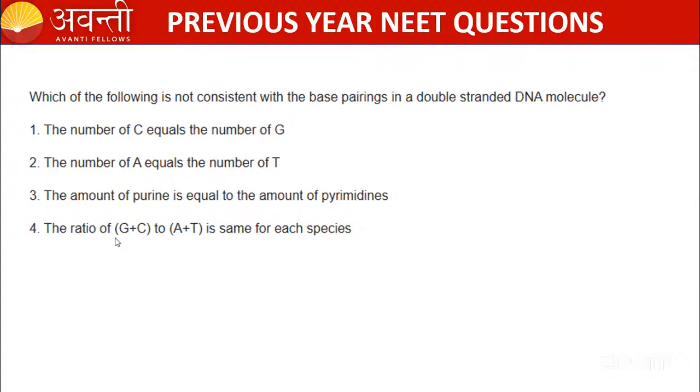Yeah. The ratio of G plus C and A plus T is not the same in each species. If it were the same in each species, all would have the same quantity of DNA, right? How it differs in E. coli, how it differs in human, and how it is different in the different species, right? So the correct answer is 4. It is not the same in each species, it is different, right?